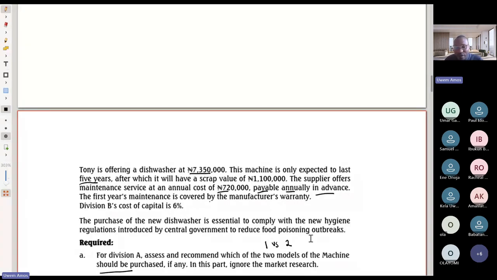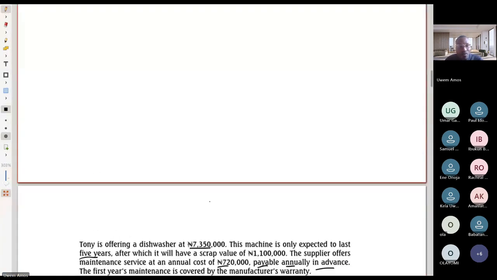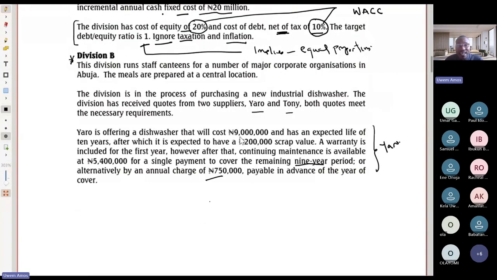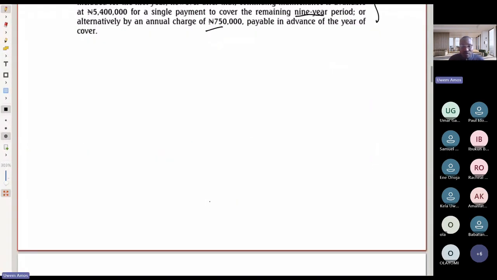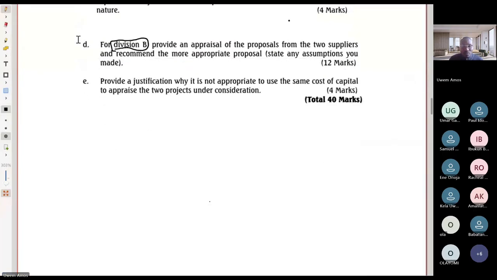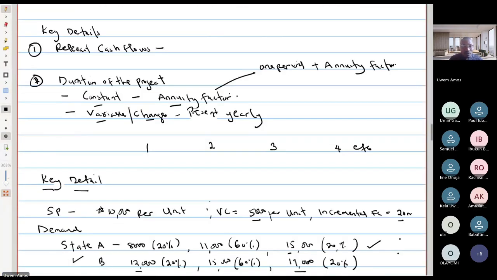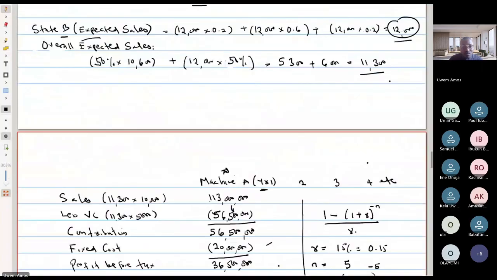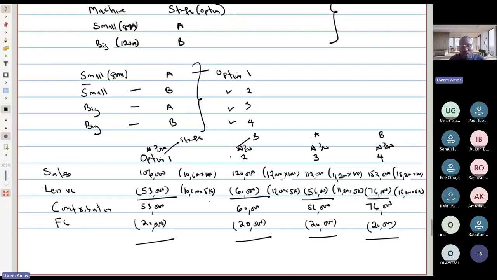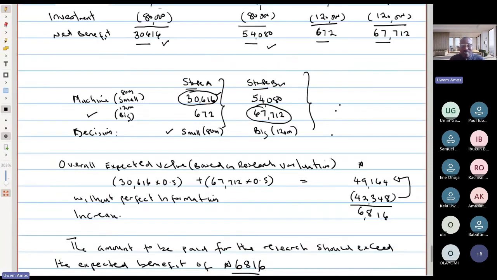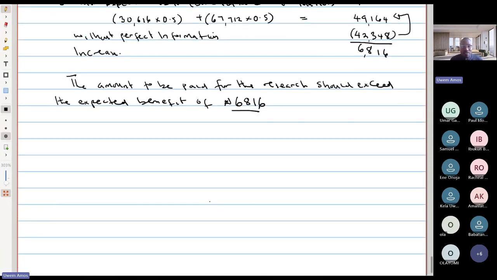Okay, so let's get right into it then. Let's begin with the first guy, and the first guy is Yaro. So what's the net benefit of his proposal? And then we'll move on to Tony and look at the net benefit of Tony's proposal. So let's begin with Yaro quickly. So what is Yaro proposing? So we're going to break down the question. So we identify the key elements in that question. So this is question D.